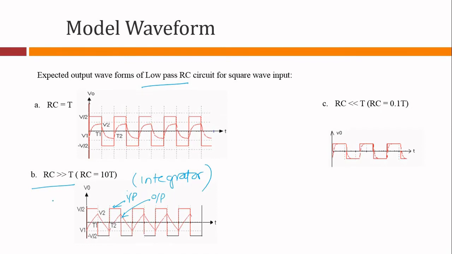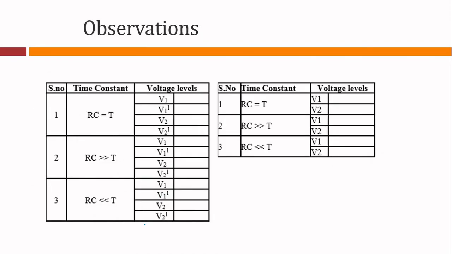So by properly selecting the value of RC for a given frequency, that is time period T, we can get a triangular waveform, that is the integral of a square wave. And then you have to note down the values.